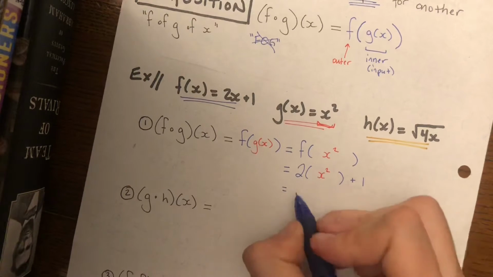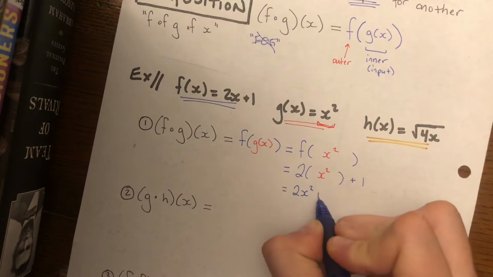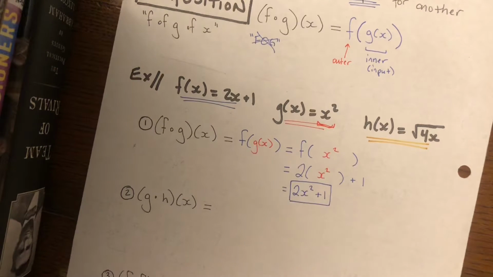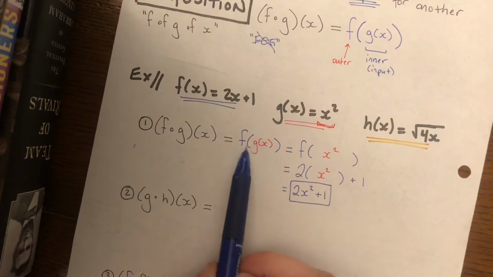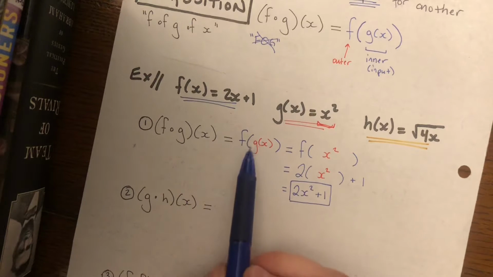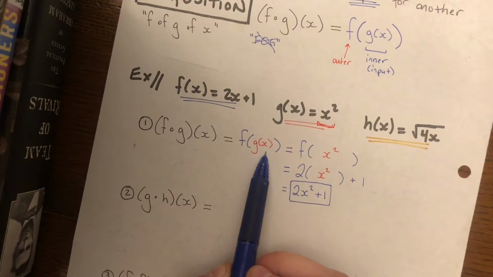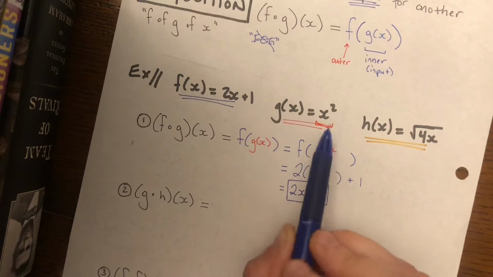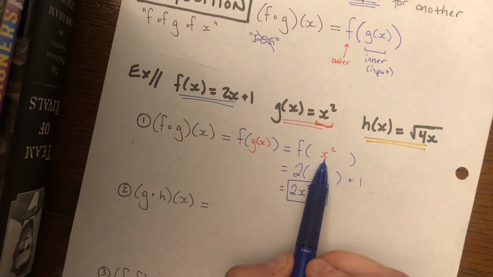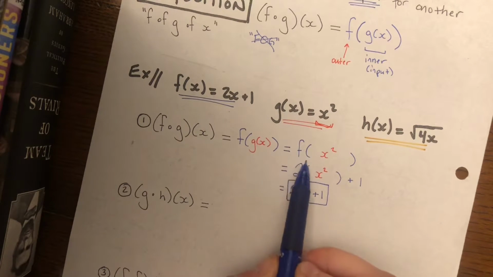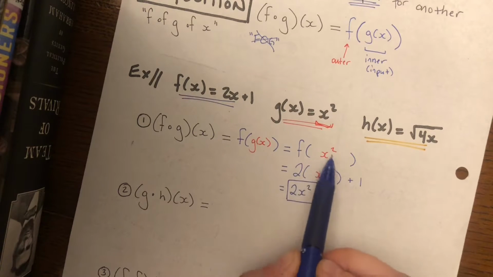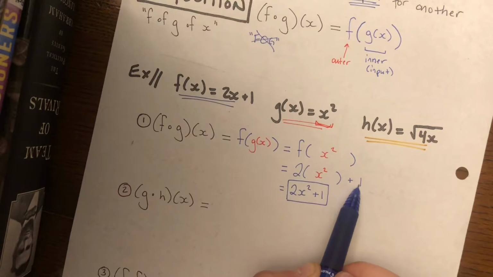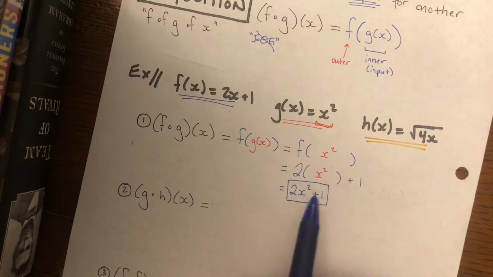So I'm going to remove my parentheses, and this is 2x squared plus 1. So that is my composition of function. Again, we started with moving into function notation. So I have an outer function and an inner function. Then I'm replacing my inner function, because I know what that is. In this case, it's x squared. And then I'm just evaluating f at x squared. So f is 2 times my input plus 1, and my input is x squared, and I simplify.